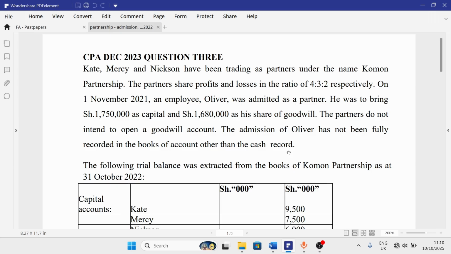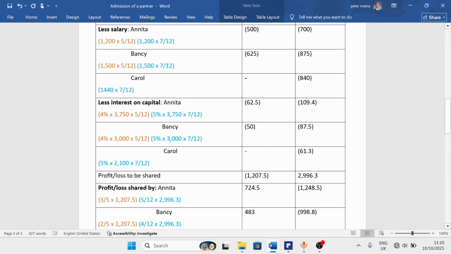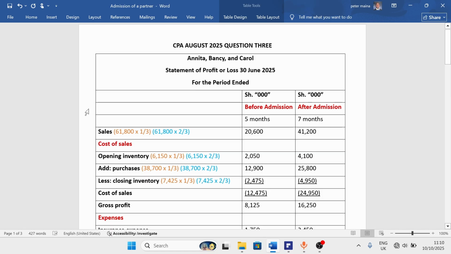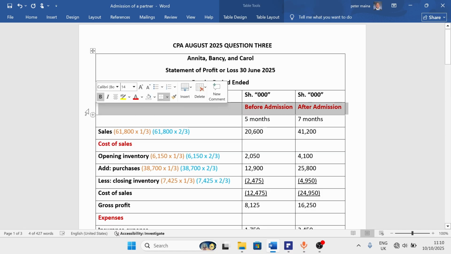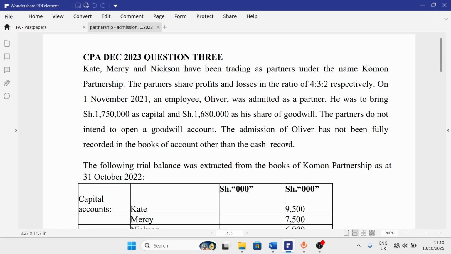So therefore, you're not going to have two columns the way we have had them in this income statement. You're not going to have a column before admission and another column after admission, because the partner has stayed in the business for the full 12 months. So for you, it is just going to be one column. That is one thing which makes it a bit simple.